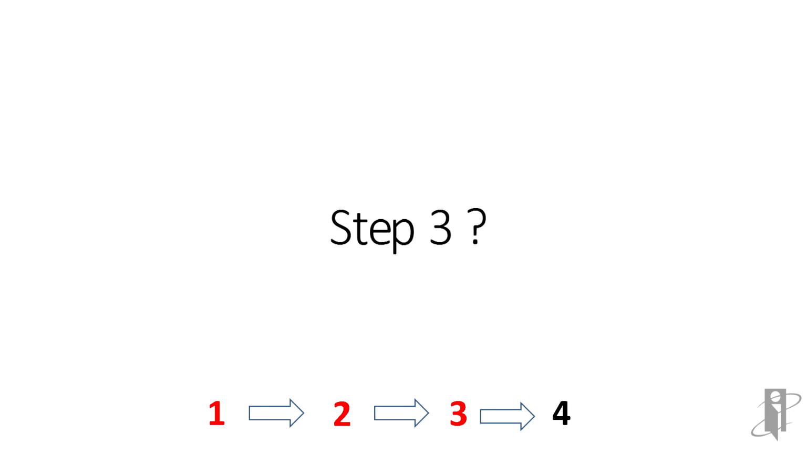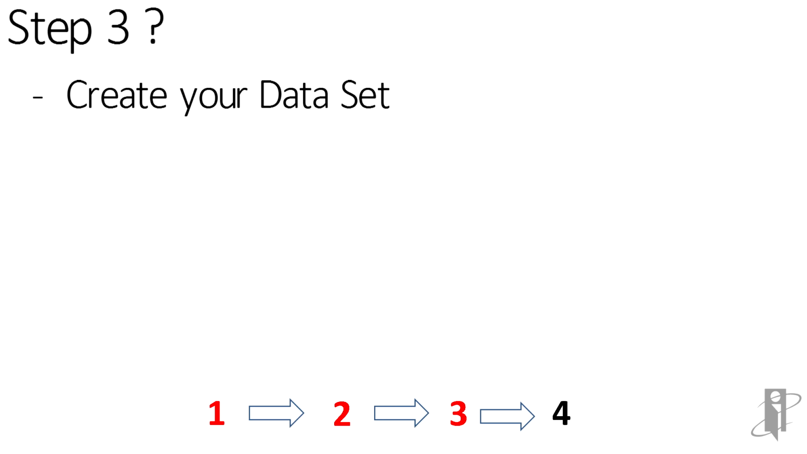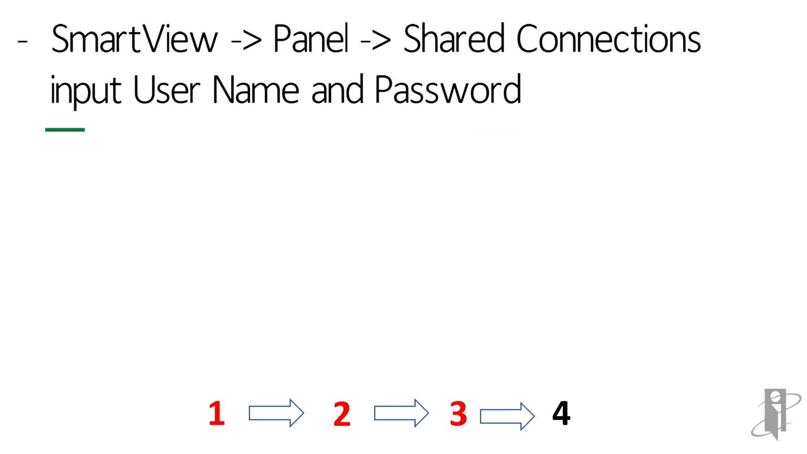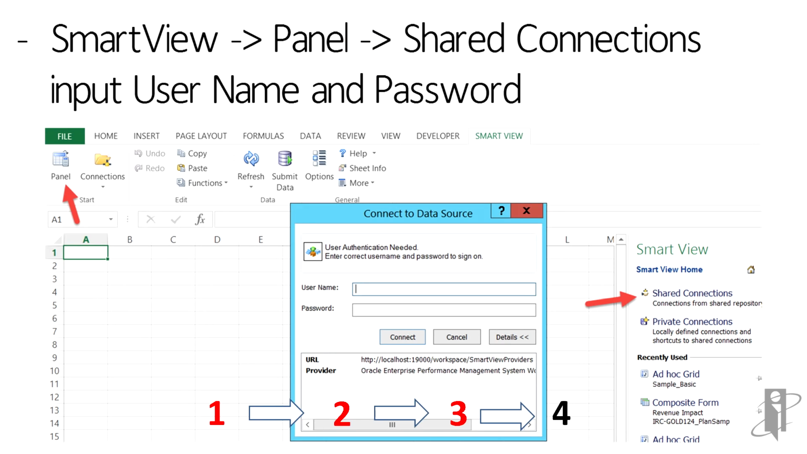Step 3 is to create the dataset. Find the set of data that's relevant to what is being presented on the document. In order to create the dataset, log on to SmartView by selecting the SmartView tab, then select Panel on the left, and then Shared Connections on the right. It will prompt you for your username and password. You will want to put the same username and password that you used to log on to Workspace.